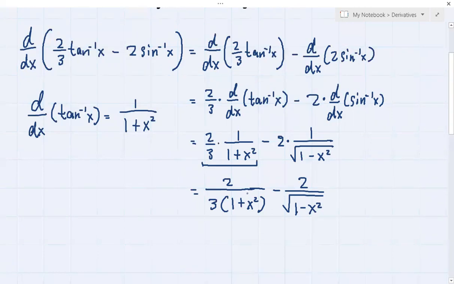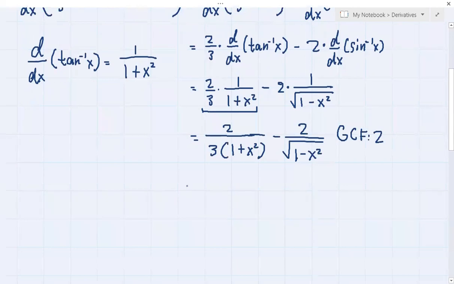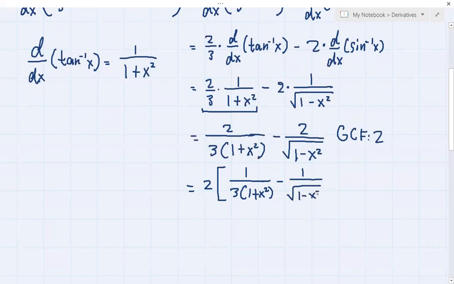2 all over 3 times quantity 1 plus x squared at saka si negative 2 all over the square root of 1 minus x squared, both of them are divisible by 2 at yan yung greatest common factor nilang dalawa, which is si 2. So we can factor out the 2 here. So mangyari dyan, we will have 2 times quantity, 1 all over 3 times quantity 1 plus x squared minus 1 all over the square root of 1 minus x squared.